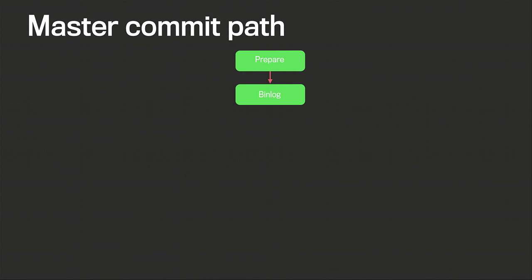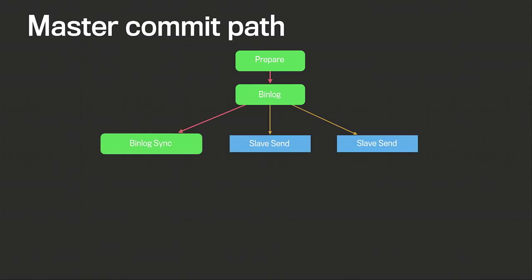So how does the master actually do this commit path? We can think of it this way. We have our prepare phase up top. We then write to the bin log. So we have written data to the bin log, and we make it available to the slaves as well. Now in parallel, we can do a binary log sync.